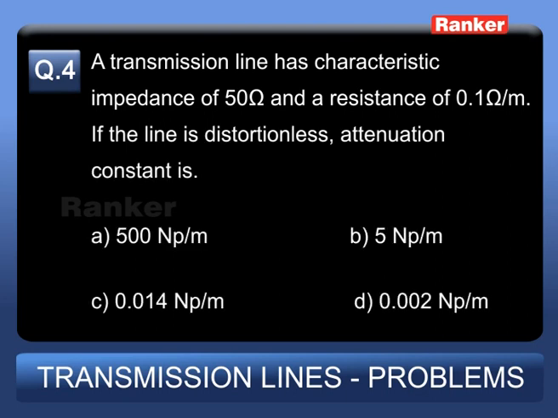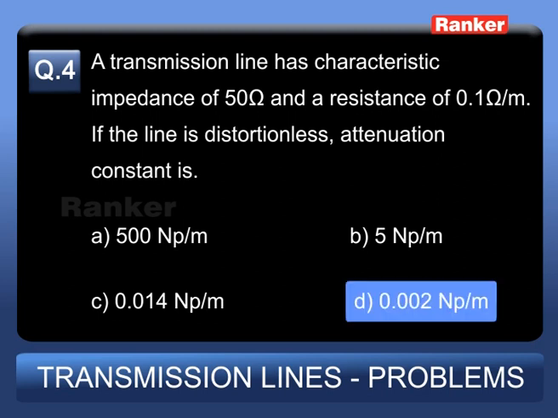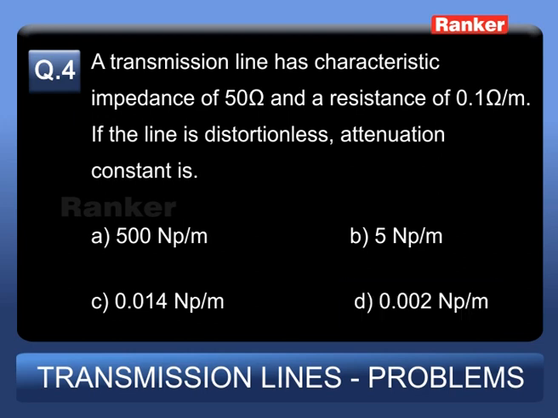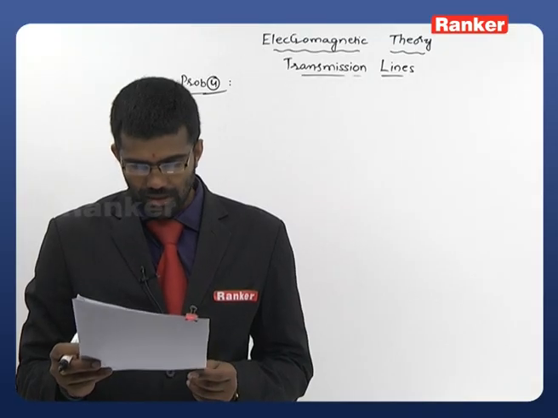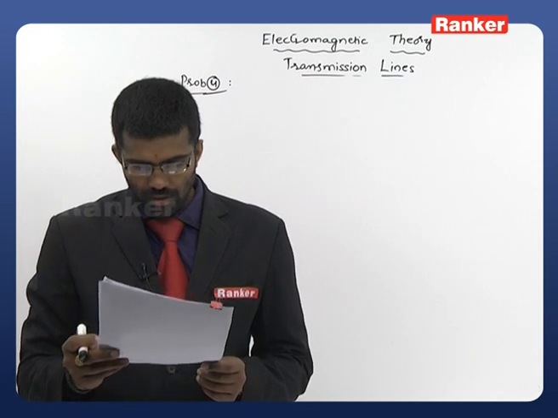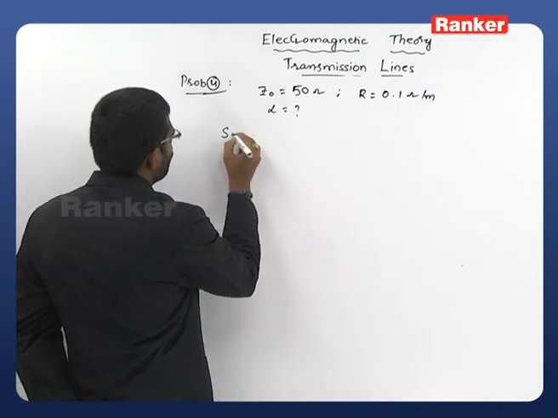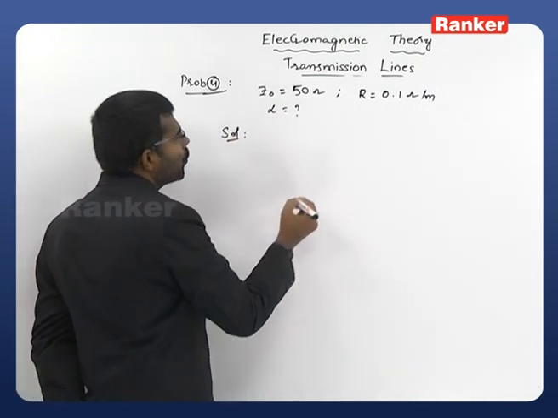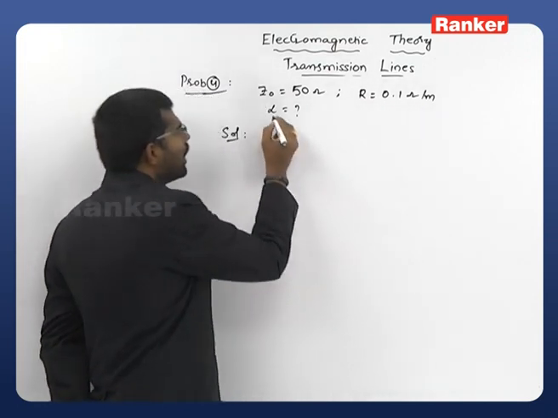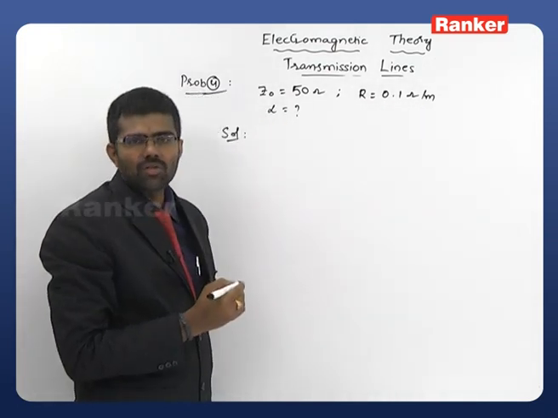A transmission line has a characteristic impedance of 50 ohm and a resistance of 0.1 ohm per meter. If the line is distortionless, attenuation constant is, options are given as 500 Napier per meter, option B is 5 Napier per meter, option C is 0.014 Napier per meter, and option D is 0.002 Napier per meter. Now observe the solution. So this is the data which is given to us. The characteristic impedance of the transmission line is 50 ohms, R is equal to 0.1 ohm per meter, and alpha is asked, and the type of line is distortionless line.